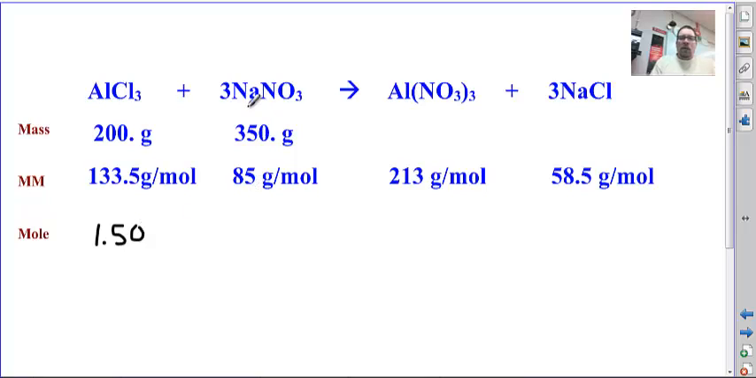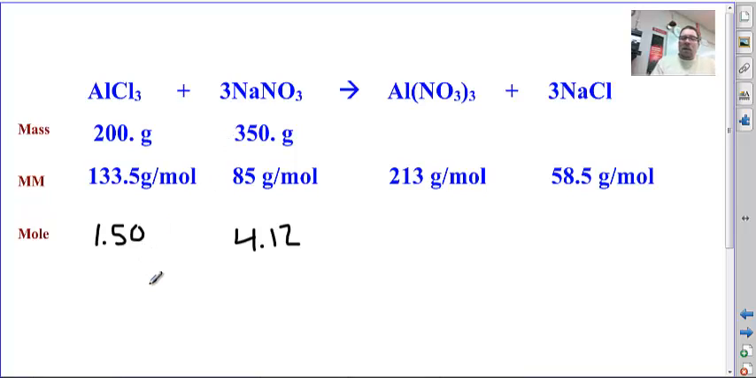Now, for this reactant, 350 grams divided by 85 grams per mole is 4.12 moles. Now, at first glance, you're going to say, well, this aluminum chloride sure appears to be the limiting reactant. It's got fewer moles, and those are going to get used up in the interaction here, and it's going to stop, and it's going to be gone.